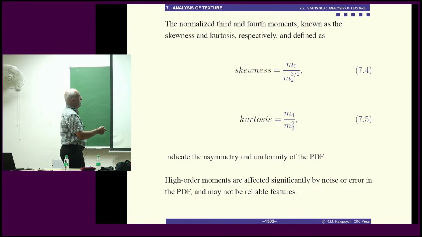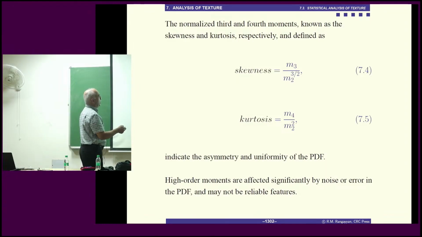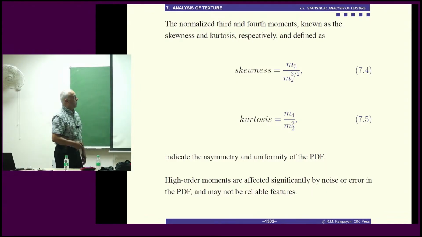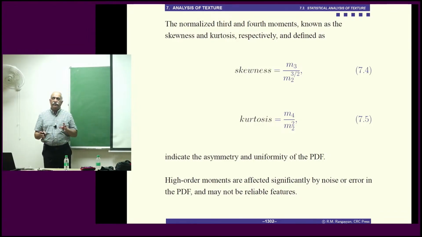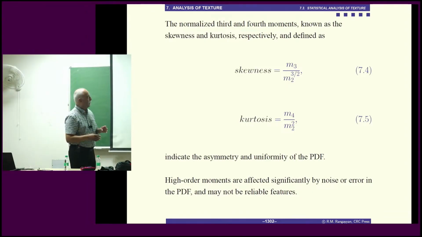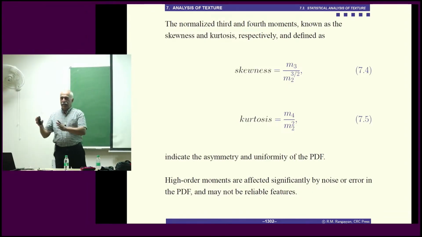Skewness is the third moment normalized by m2 to the power of 3 over 2, or the standard deviation raised to the power of 3. Or kurtosis, the fourth moment normalized by the standard deviation raised to the power of 4. m2 is the variance; the standard deviation is the square root of that. Skewness and kurtosis indicate that the PDF is not symmetric. It is skewed towards one side.